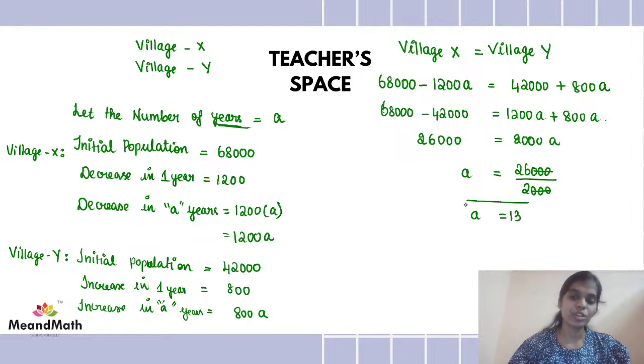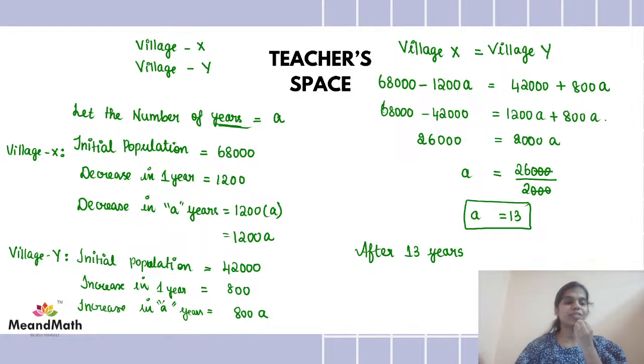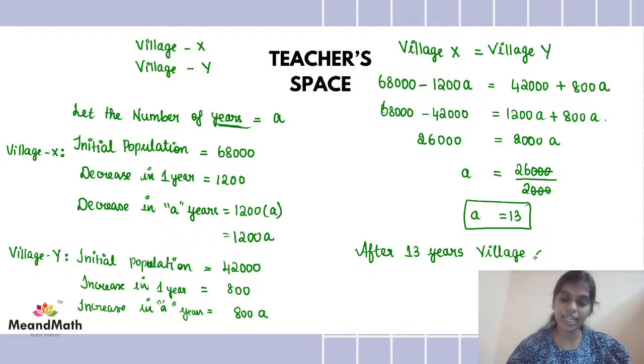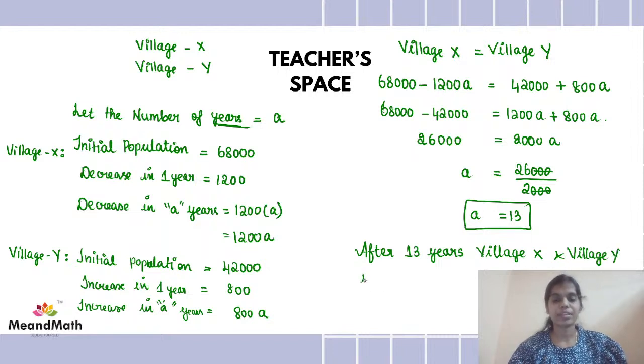A equals 13. So after 13 years, both the populations will be equal. Village X and village Y will have the same population.